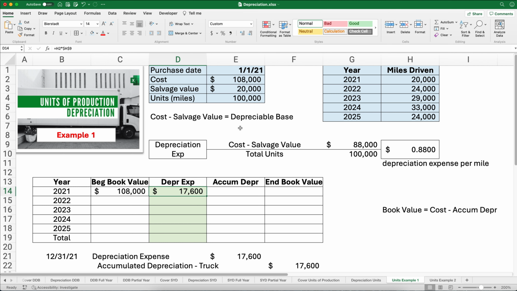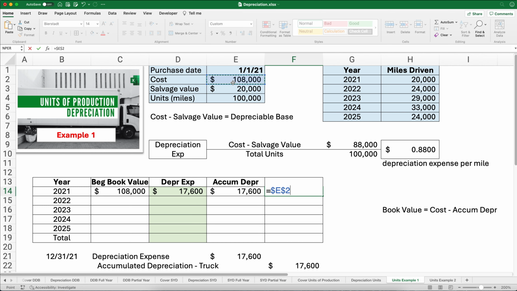Now remember, we're allocating based on 100,000 miles. So we're allocating that cost over the 100,000 miles equally per mile, 88 cents per mile. So our accumulated depreciation is just going to be that number. And the ending book value is going to be $108,000, we'll make it absolute there, minus the $17,600.